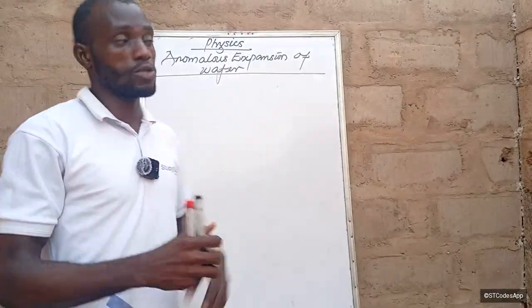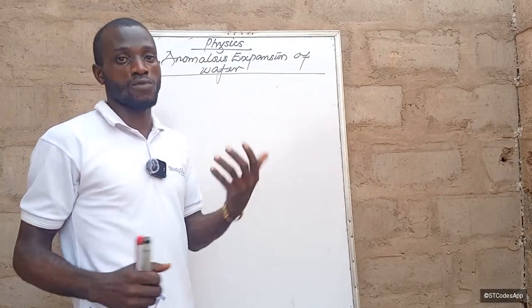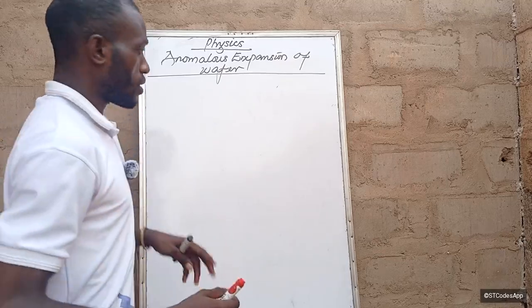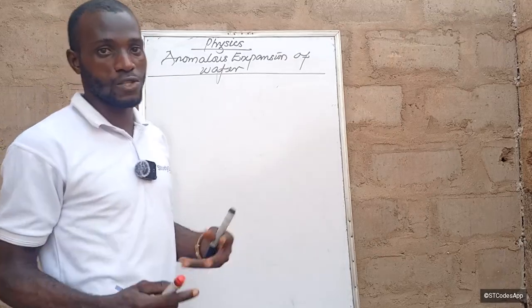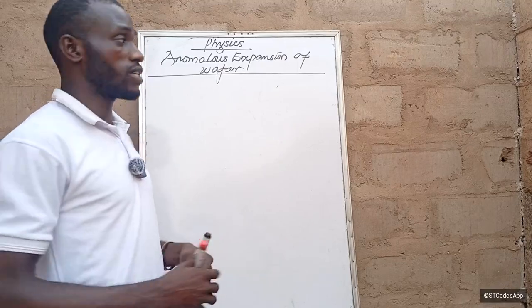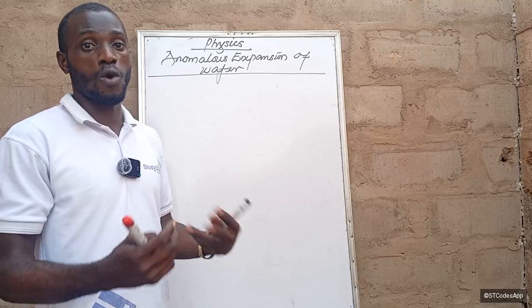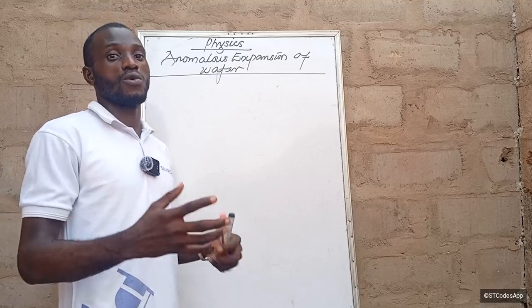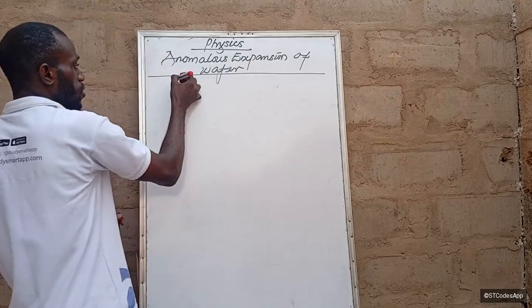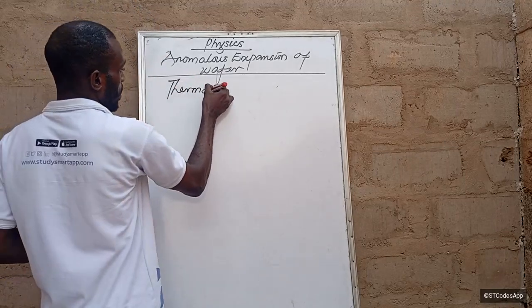Now in this video I'm going to be explaining the anomalous expansion of water, or basically say anomalous behavior of water. What does anomalous mean? Anomalous is from the word anomaly, that is the abnormal. So, abnormal behavior of water. Now what do we call the behavior of water abnormal? So this is it. On the principle of thermal expansion.